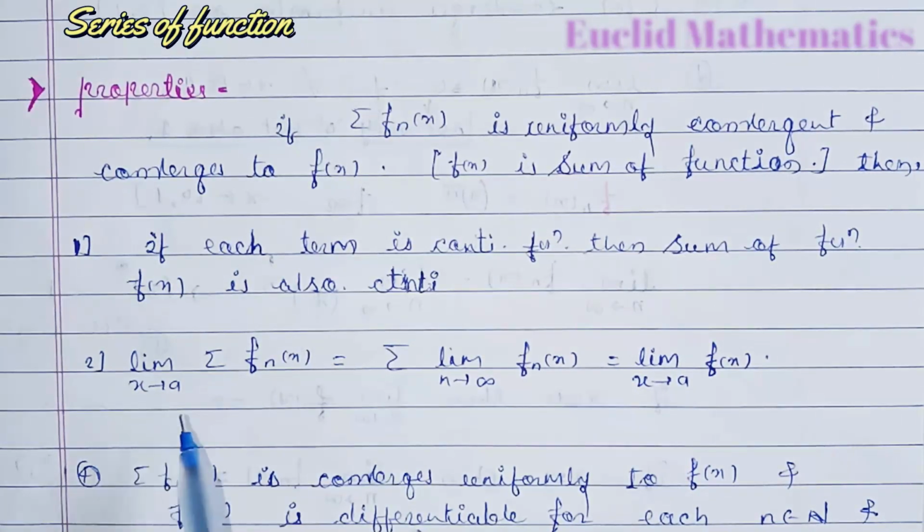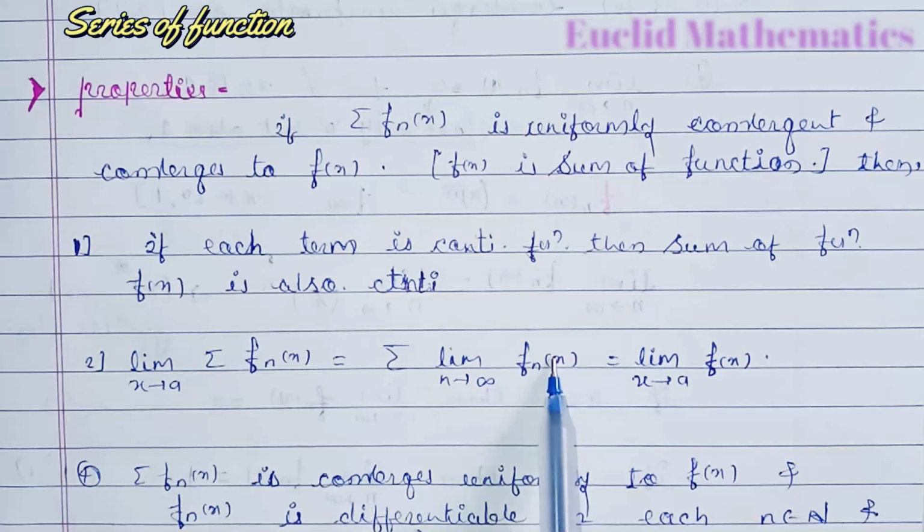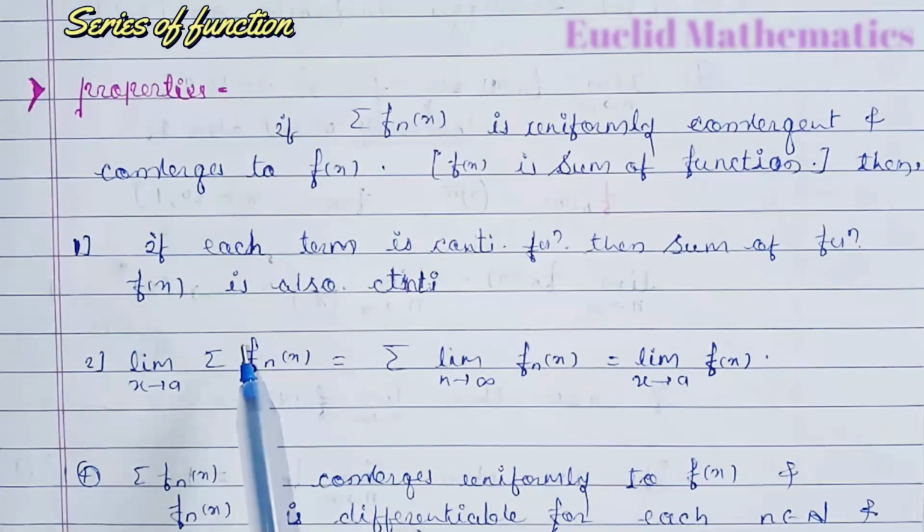Now the second property says that the limit as x tends to a of the series fn(x) is equal to the series of the limit as x tends to a of fn(x), which is equal to the limit as x tends to a of f(x). The limit and the series have been interchanged here, if these properties are followed.